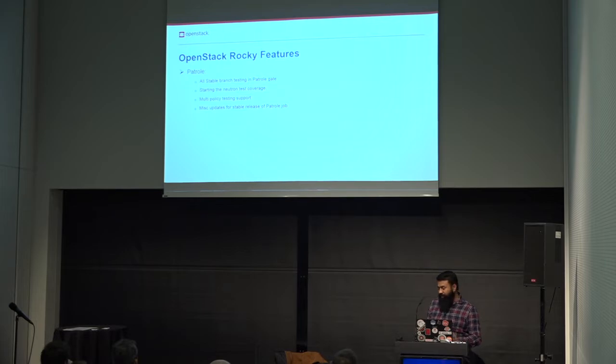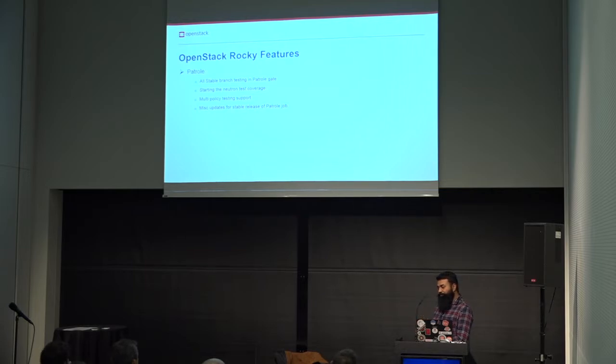And Patrole. As I mentioned earlier, this was a new project for doing RBAC testing. It is not stable, the release is not done. But whatever we finished in Rocky is that we are doing stable branch testing in the Patrole gate. So now Patrole is testing the policies, RBAC testing, against master plus Queens and Pike.